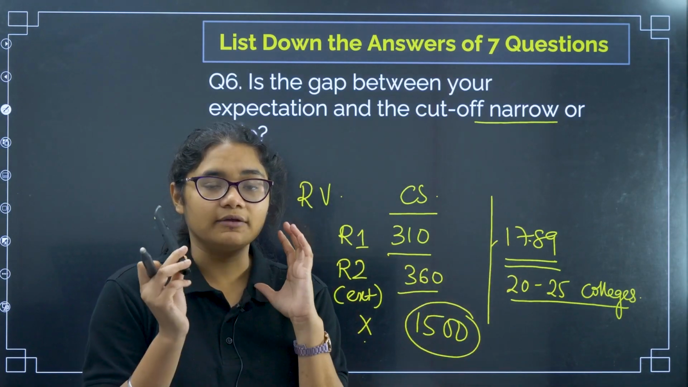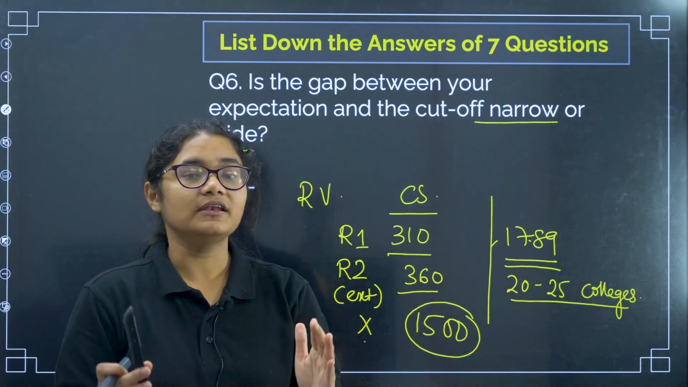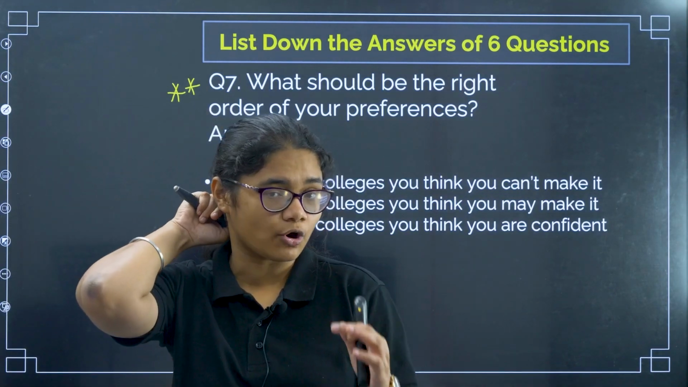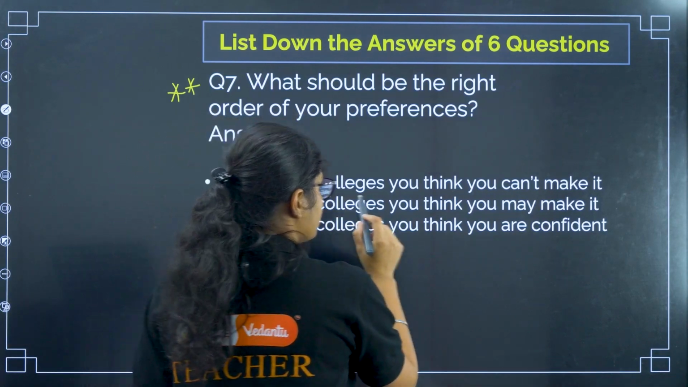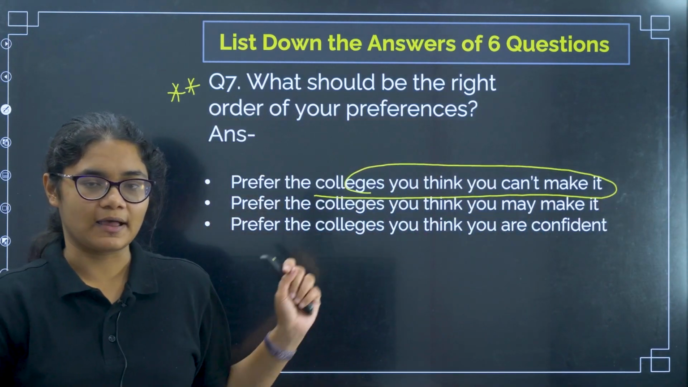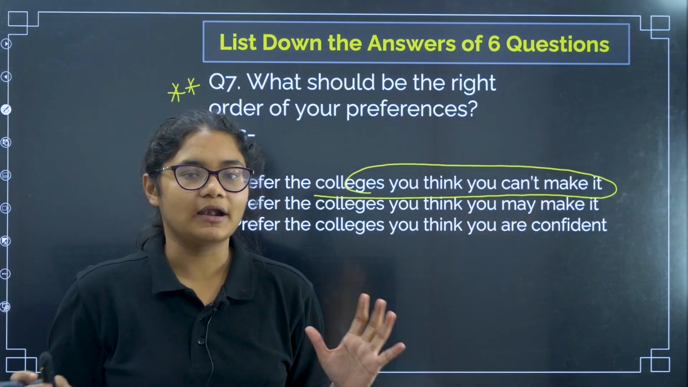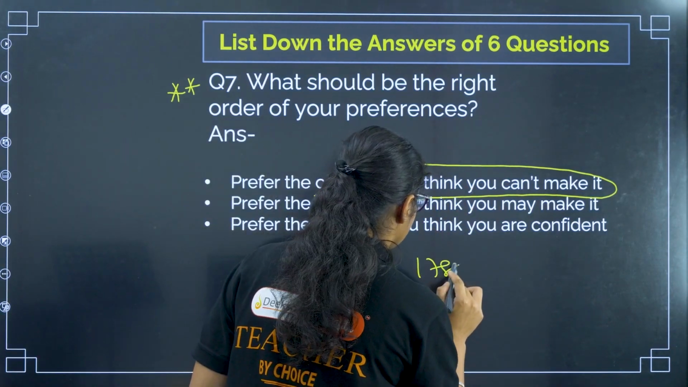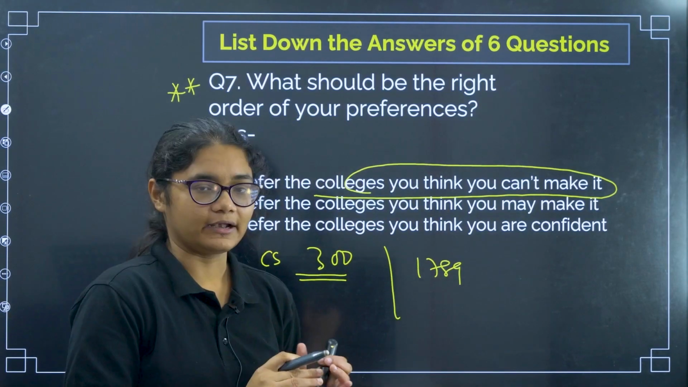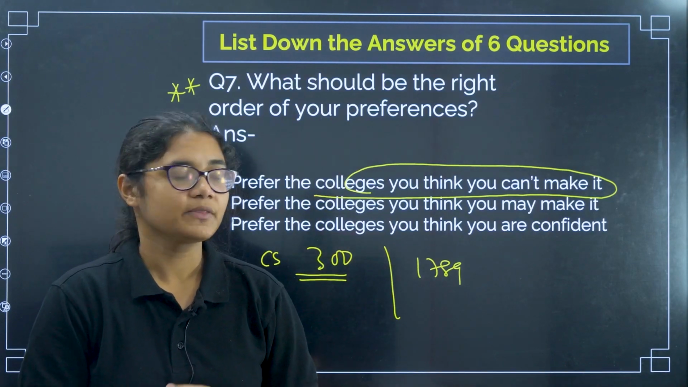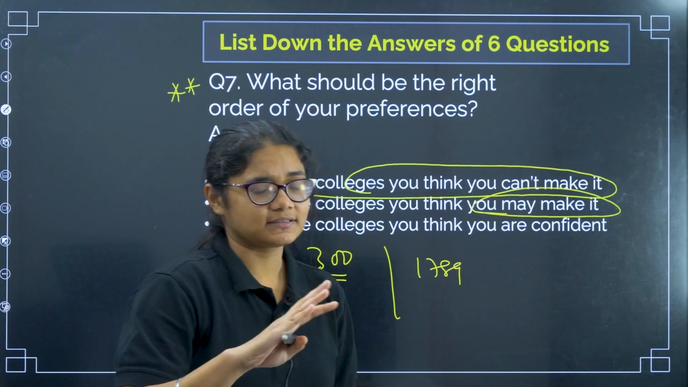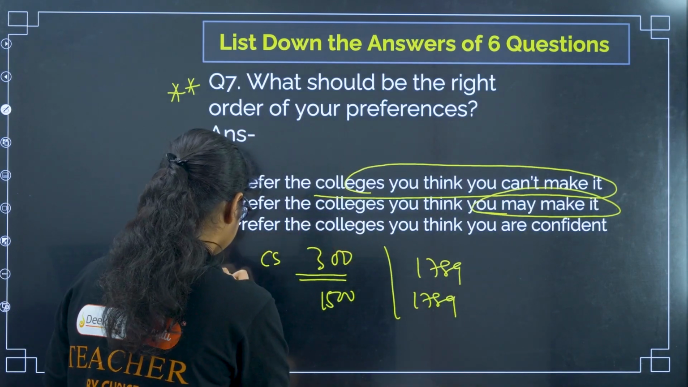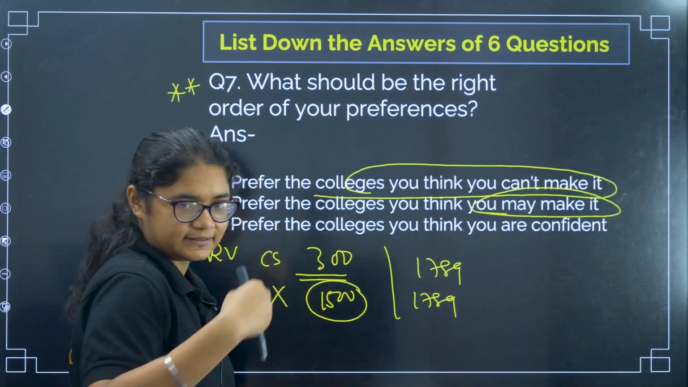So those branches where the gap is less, you must consider in your preference list. Clear? Now coming to how you should order your preference list. The first one is, prefer the colleges you think you can't make it. For example, suppose the cutoff rank for CS is 300 and your rank is 1789. You know you cannot make it. You cannot get this college, but keep these colleges first in the priority order. Next, those colleges you think you may make it, where the difference is less. For example, it is 1500 and your rank is 1789. So this RV college X branch should be your next preference.